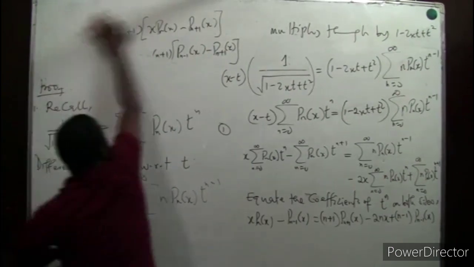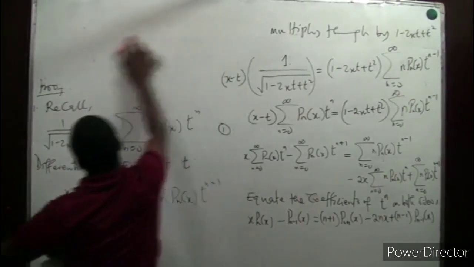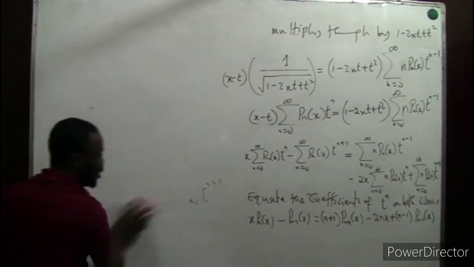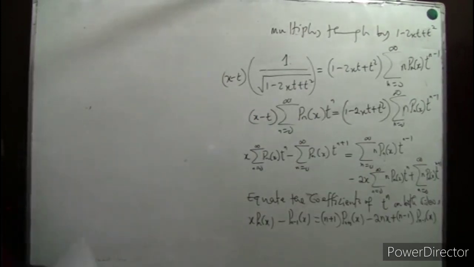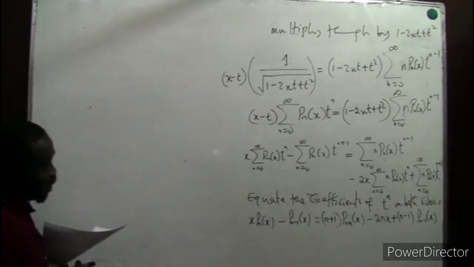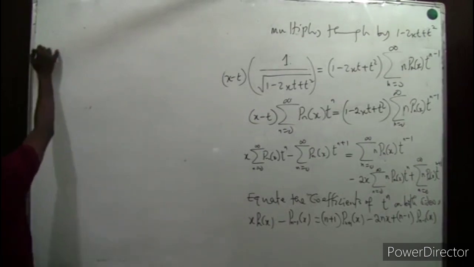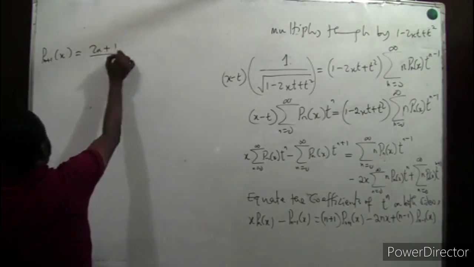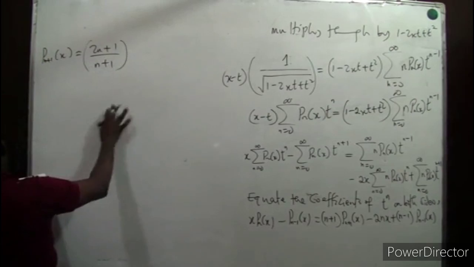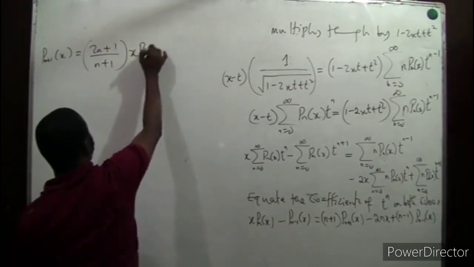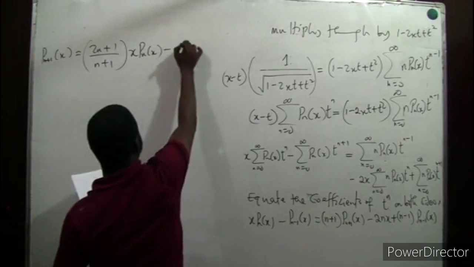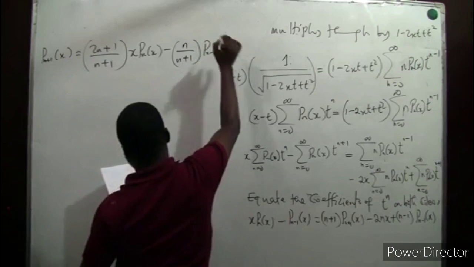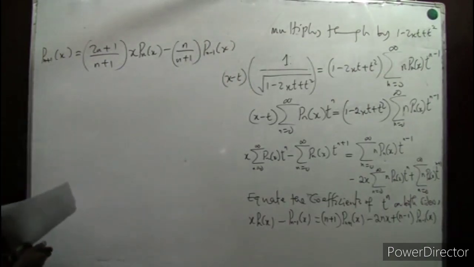So we can now do some simplification. You collect Pn minus 1 together, you make Pn plus 1 subject of formula, that gives Pn plus 1 of x equals 2n plus 1 divided by n plus 1 times xPn of x minus n divided by n plus 1 times Pn minus 1 of x, which is our desirable result.